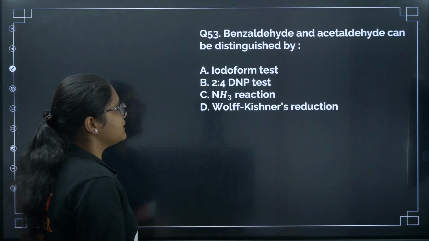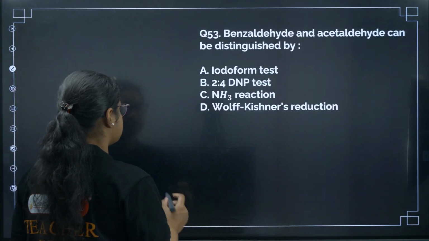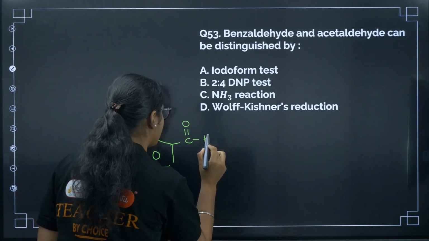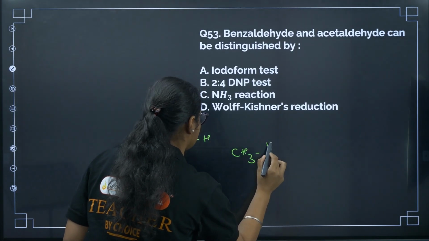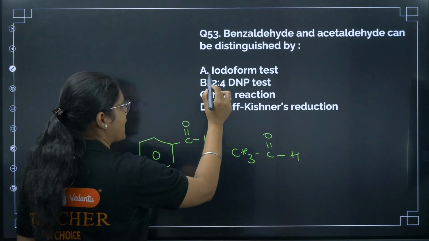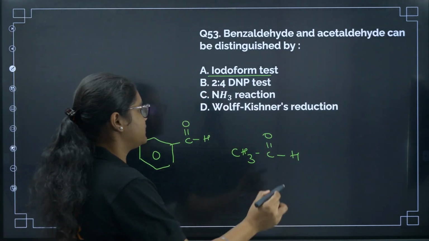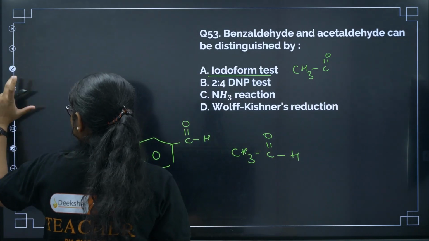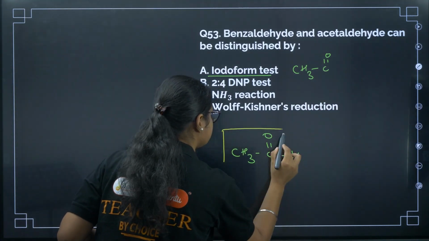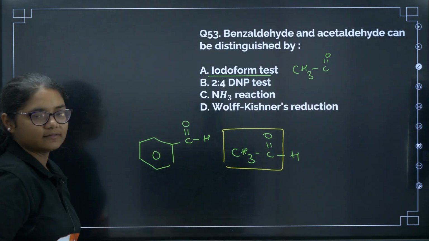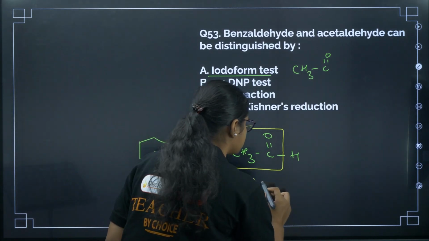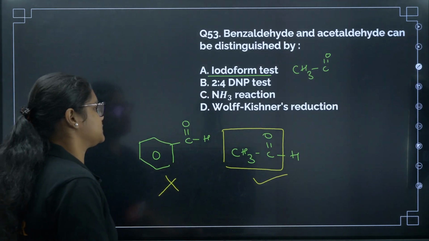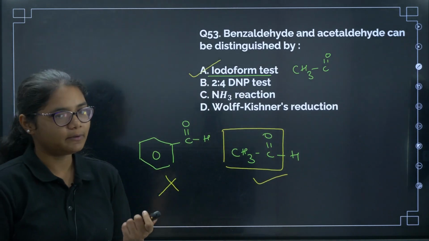Okay. Next, benzaldehyde and acetaldehyde can be distinguished by. So let us first draw the structure. We have benzaldehyde and we have acetaldehyde. Now, the condition for the iodoform test is that there should be a CH3CO group, right? The CH3CO group is present here, but that is not present in this compound, right? So in the iodoform test, this compound will show a positive test, this compound will show a negative test, and hence we can distinguish them. So the correct answer for this question will be option A.